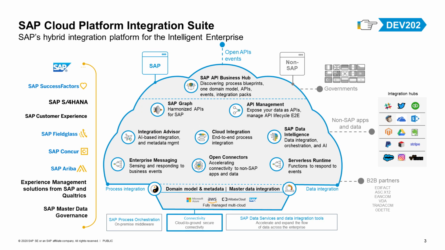SAP Cloud Platform Integration Suite is SAP's versatile, hybrid, and enterprise-grade integration platform. It simplifies and accelerates integration projects and helps organizations to quickly transition to intelligent enterprises. It is composed of four main capabilities: cloud integration for end-to-end process integration, API management to design, deliver, and manage all your APIs, open connectors to simplify non-SAP connectivity, and the integration advisor that accelerates the integration design with the help of machine learning capabilities.